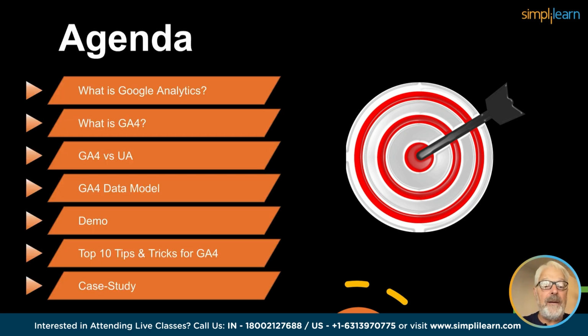So here is the agenda. We're going to be talking about what is Google Analytics. We'll talk about what is Google Analytics 4. We'll show you some of the differences between Google Analytics 4 and Universal Analytics. We'll look at the Google Analytics 4 data model. We'll give you a demo of Google Analytics 4. I'm going to give you the top 10 tips and tricks, and we're going to close with a case study. And for convenience sake, I'm now going to be talking about GA4 for Google Analytics 4 and UA for Universal Analytics.